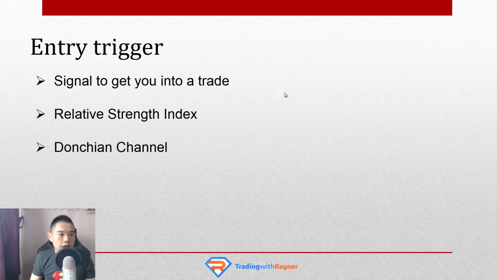Moving on, entry trigger. So once you have your trading setup requirements, let's say it's there. What is the trigger to get you into a trade? For many traders, it can be as simple as candlestick patterns. Maybe it forms a hammer, it forms a shooting star, whatever. But you can also use indicators to get you into a trade as an entry trigger. For example, two common ones are the relative strength index, the RSI, or the Donchian channel.